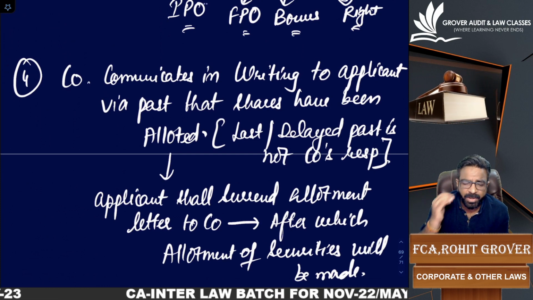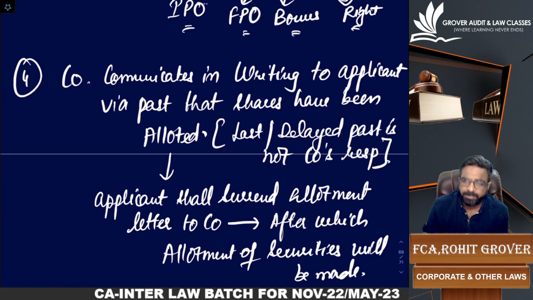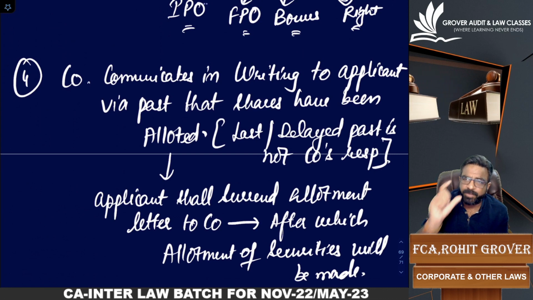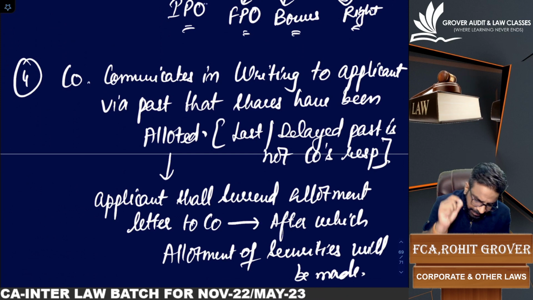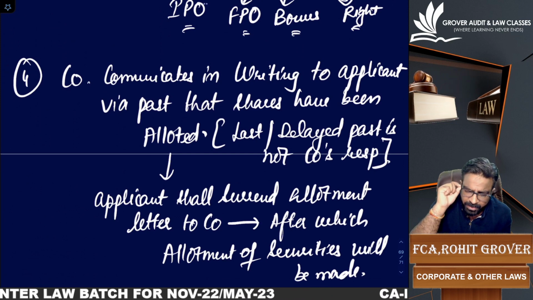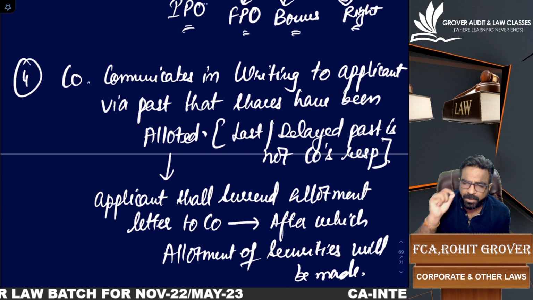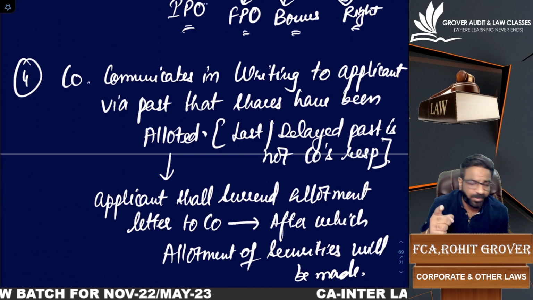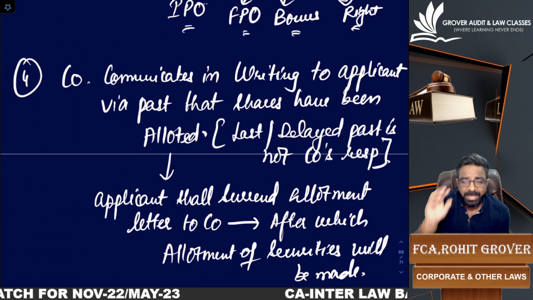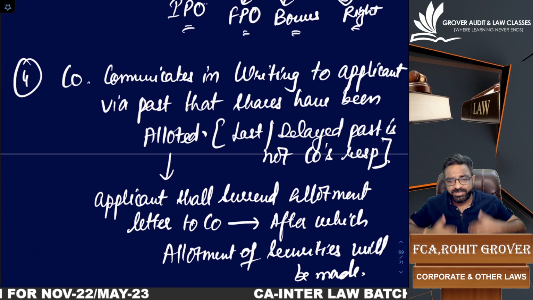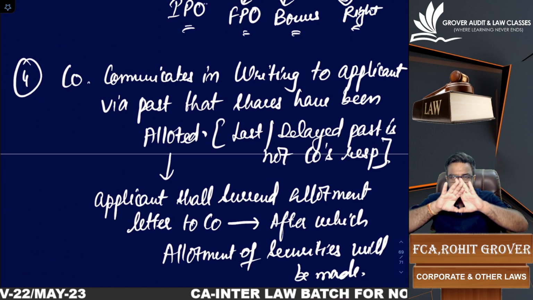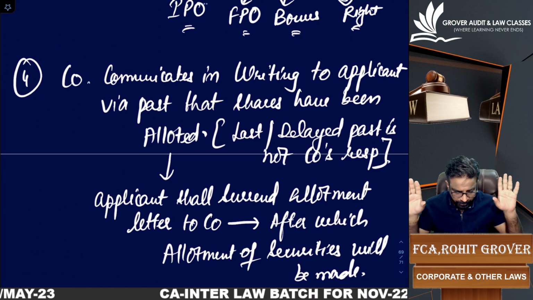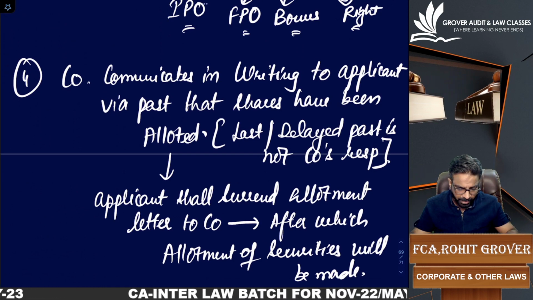And tell me one thing, must allotment be communicated by the company? Yes, it must be communicated by the company, orally or in writing? In writing, sir. If the post is delayed or lost in transit, is it the company's fault? No, sir. The applicant has to surrender the allotment letter to the company, after which allotment of securities will be made. Crystal clear to all of you? Yes, sir.